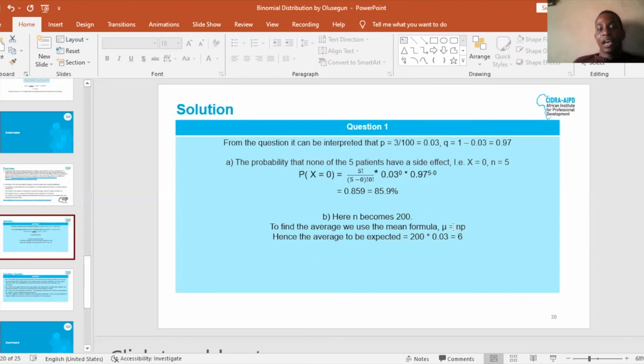We already know P as 0.03. And since we are selecting 200 at random, N becomes 200 for this particular question. Question A, it was 5 because we're selecting 5 patients. Now we're selecting 200 for this question. So N becomes 200. And hence the average to be expected will be 200 times 0.03, which is equal to 6. Seems pretty straightforward.